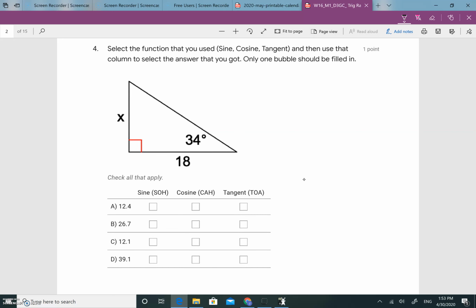Now you have to read the directions so you know what to do. Select the function that you used and then use that column to select the answer that you got. So you have to make sure that you specify what function you used. If you don't remember the functions, you can write it down: SOH, CAH, TOA. In this case, we are given two things: this x and this 18. Our goal is to figure out how they are related to the angle that I have here. So how are they related to 34?